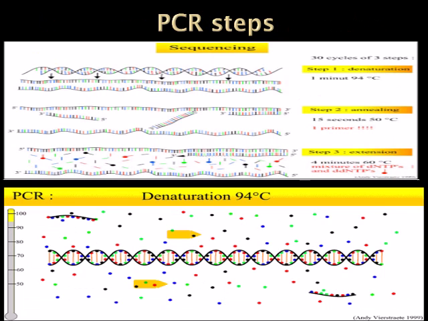There are three major steps of PCR. A series of cycles of three successive steps. It takes from 30 seconds to 1 minute. The first step is denaturation. The second step is annealing. The last step is extension of the template.